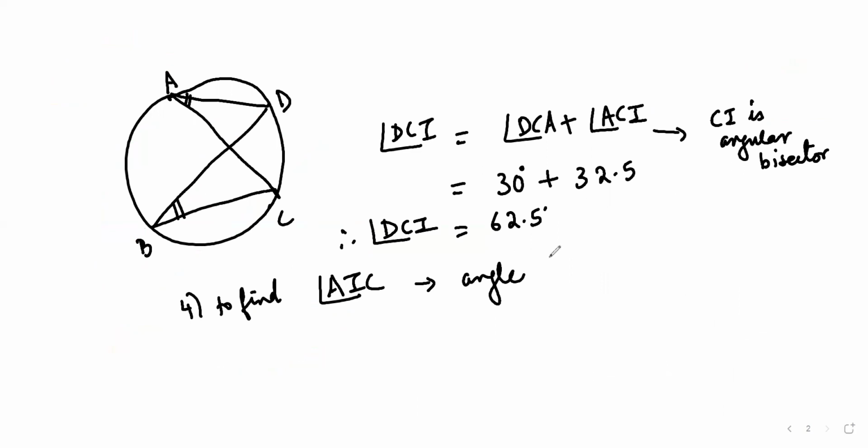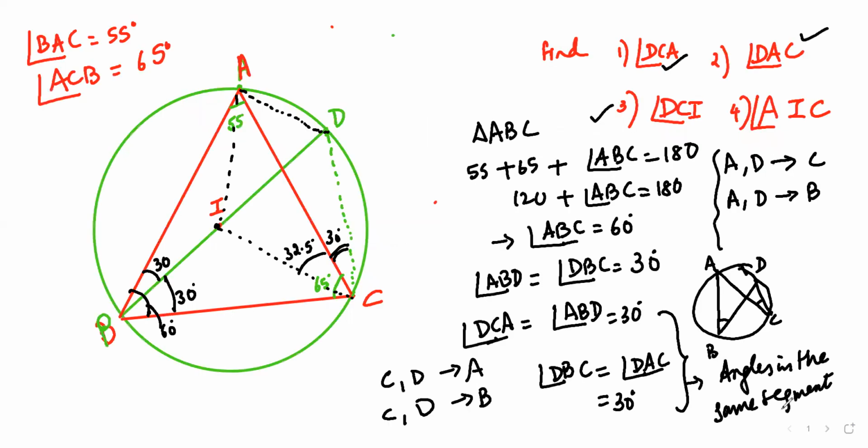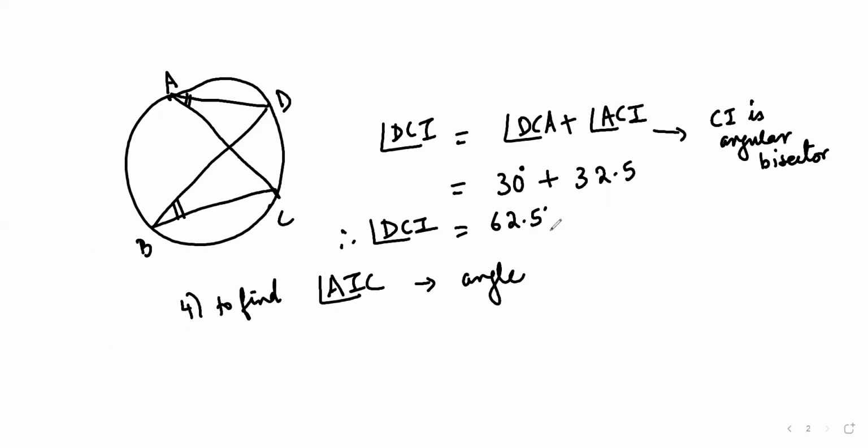So now we found out what is DCI, isn't it? Angle DCI will be DCA plus angle AIC. So always go with that concept of angular bisector, okay? Because I is the incenter. So to find AIC, just remember this, angle at the center is twice the boundary angle.